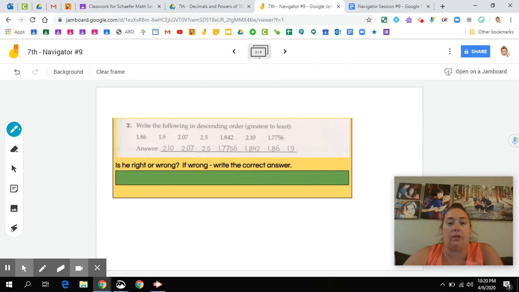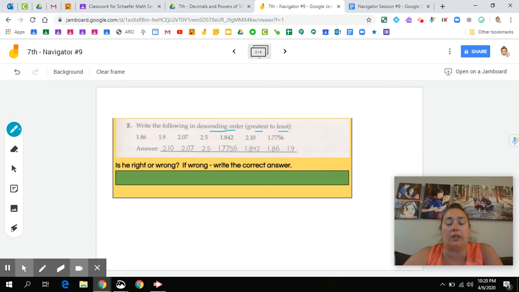So on your next one, similar type thing. You have several decimals, and you need to write them in descending order. That means going from the greatest to the least. And so I would do exactly what we did on that first problem. I would take all of these numbers and I would stack them. I'm not going to go through and write them all out, but I would stack all of my numbers, and then I would start to compare place value.